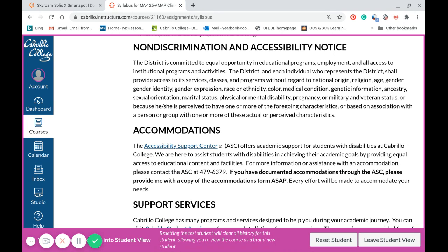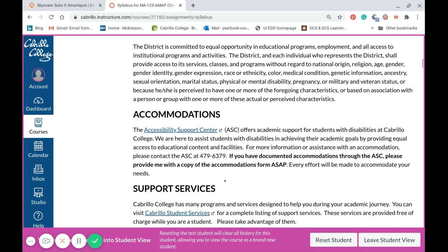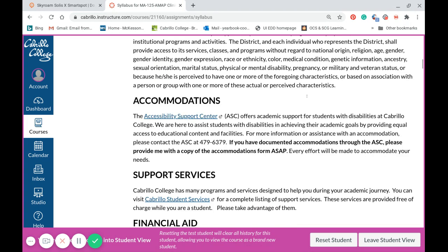And the Accessibility Support Center is available to provide accommodations and help facilitate that for students with disabilities. Okay, so if you have a documented accommodation through the ASC, please provide your instructor with a copy of the accommodations form as soon as possible so that we can make every effort to accommodate your needs.